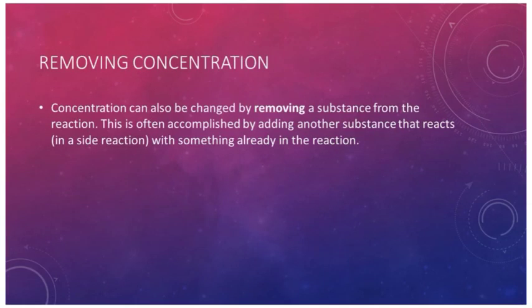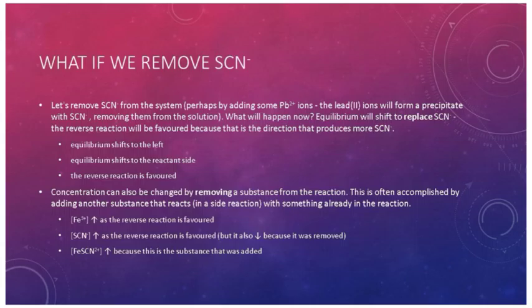So what happens if we remove concentration? Sometimes this happens if we add something that's going to create a different chemical reaction and remove some of those molecules from the system. So what if we remove the SCN-? Let's remove some of the SCN-, perhaps by adding some lead ions. The lead(II) ions will form a precipitate with the SCN-, removing them from the solution. What will happen now? The equilibrium will shift to replace the SCN-, and the reverse reaction will be favored because that direction will produce more of the SCN-.